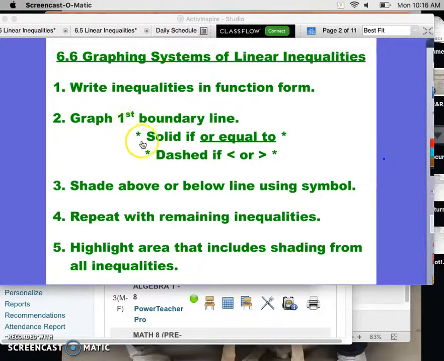Graph the first boundary line, solid if it's or equal to, dashed if it's just less than or greater than. Shade above or below the line using the symbol. Repeat with the remaining inequalities, and then the highlighted areas that include shading from all inequalities is going to be your solution of the solutions.